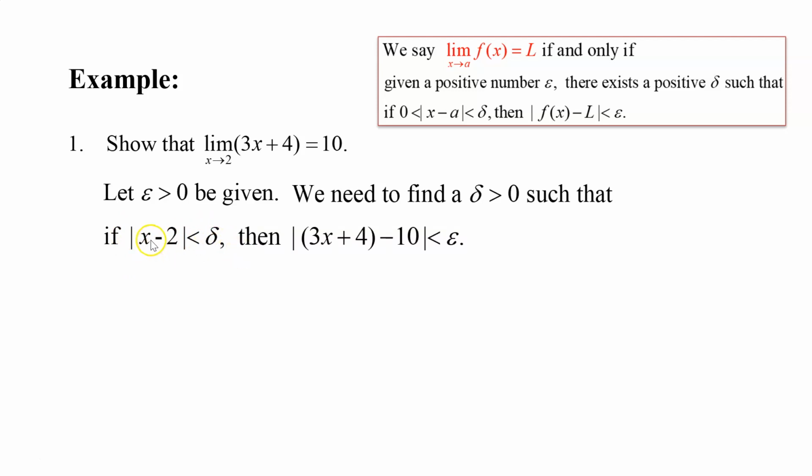Why is it modulus x minus 2? Where did I get this one? It is actually from here, limit x approaching 2. So when you rearrange this, bringing this 2 to the left hand side, it becomes x minus 2. Okay, then after you get this, you get modulus 3x plus 4 minus 10 less than epsilon. So how do I get this? It is actually from this. Okay, I just refer back to the definition over here.